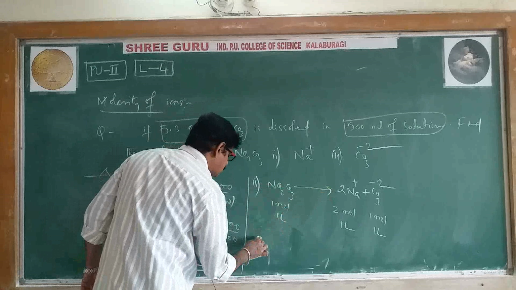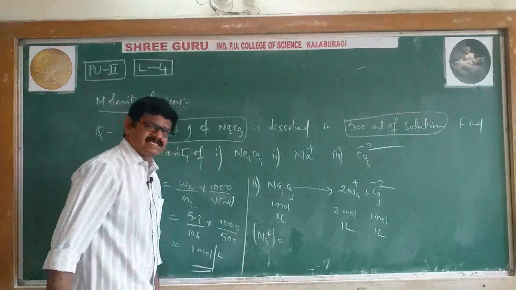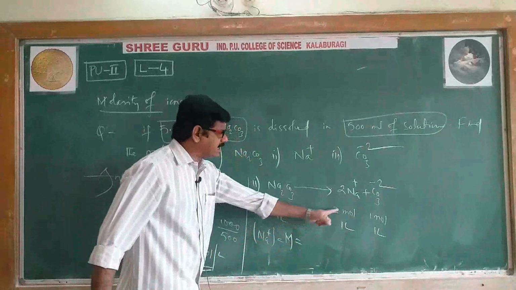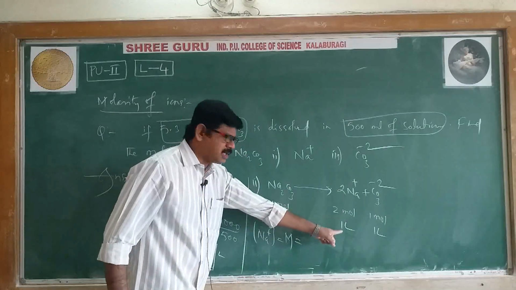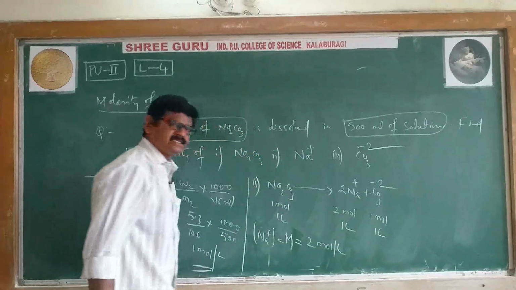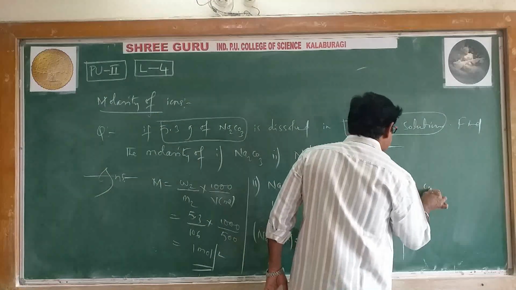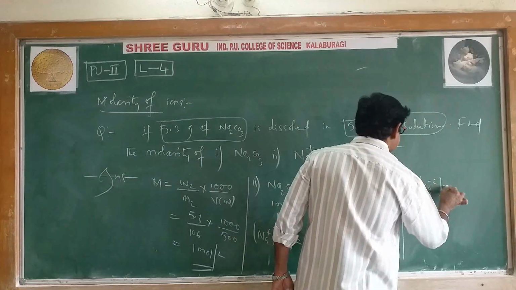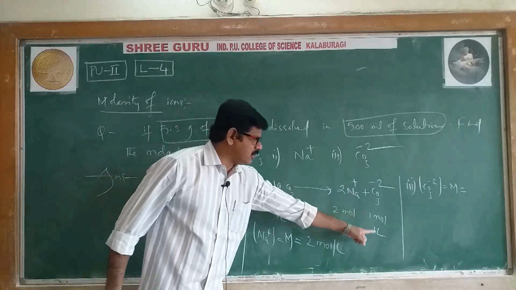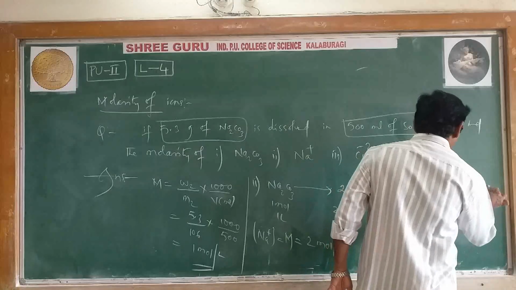Now, sodium ions molarity. The square bracket is nothing but concentration, nothing but molarity, is equal to, directly indicating, 2 moles per liter. That's it. And again, the third question, carbonate CO3 2- concentration, molarity is equal to, here again, 1 mole per liter, which is nothing but 1 molar. That's it.